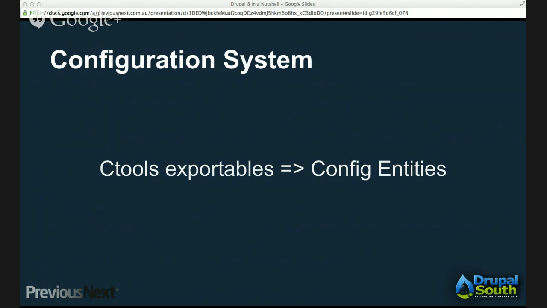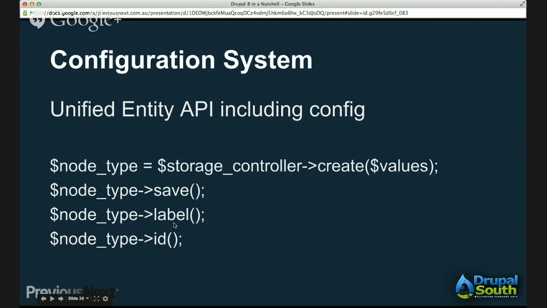So if we have a look at some examples for this unified entity API and how it applies to the configuration entities, if you want a node type, you can get its storage controller and you can create it and you pass in the values. But then you've got methods like save on it. If you want to get the name of the node type, you can use the label method. If you want to get its ID, you can use the ID method.